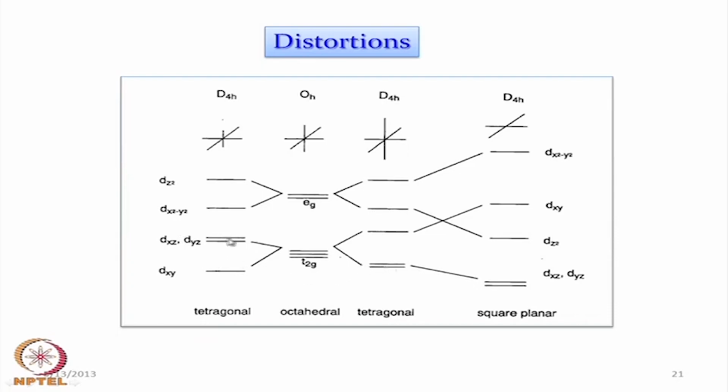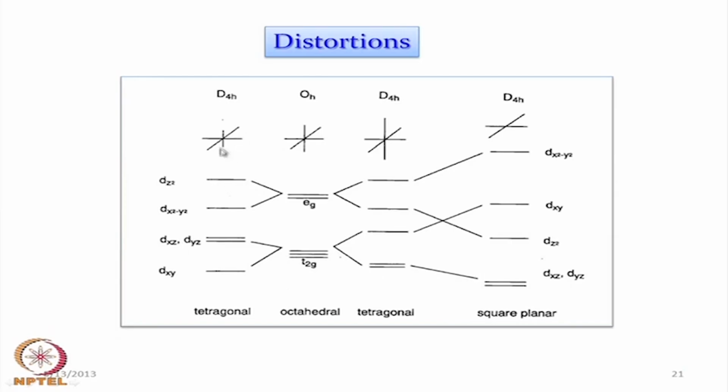So the doublet will now be destabilized compared to dxy, and these two, that means dx square minus y square and dz square, would be split again, but in the reverse order as we have seen for the corresponding elongation. So this dz square would be up and dx square minus y square will be down. So in a tetragonally compressed form, our dz square would be the most destabilized one.